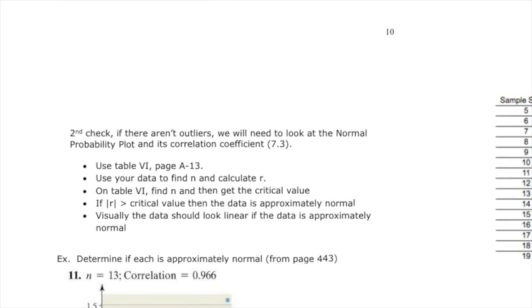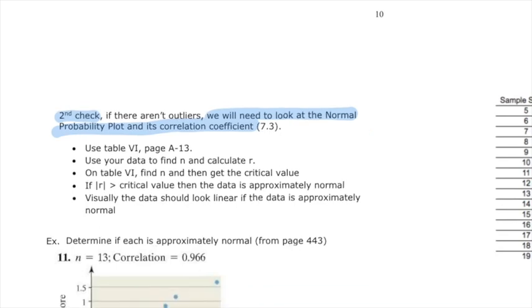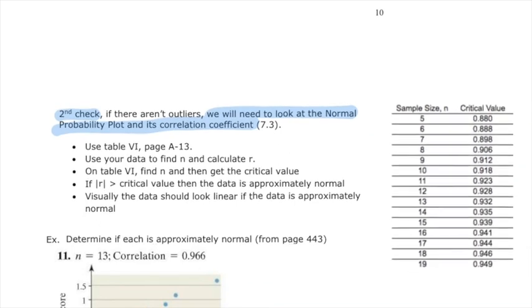The second check, if there are no outliers, we look at the normal probability plot. And specifically its correlation coefficient. Again, this is something that you guys read about in 7.3. So that's where this table comes in. We're going to use table 6 on page A13.